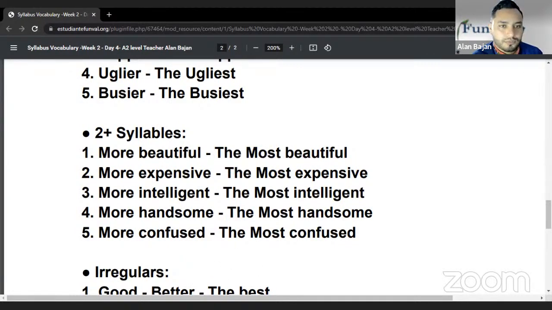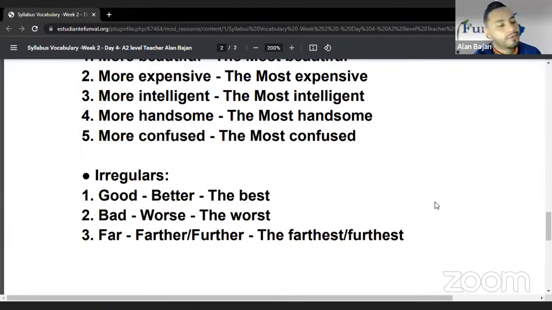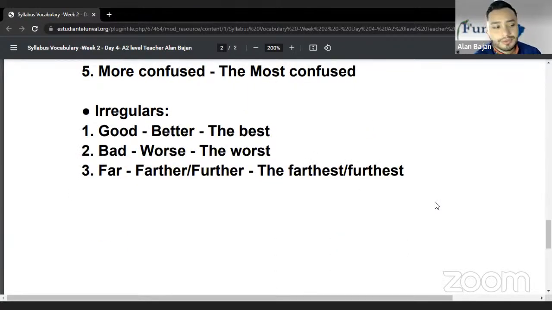Okay. So, and the last rule for these adjectives, of course, we have irregulars. Irregulars never follow the rules. We have good, comparative of good, better. The best. Bad, worse, the worst.